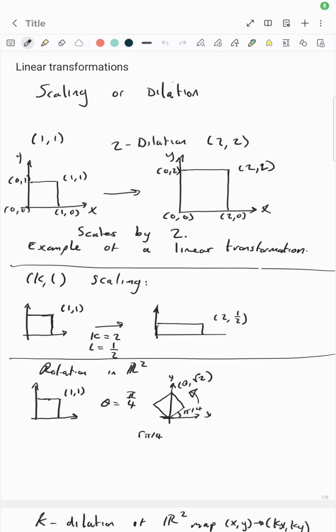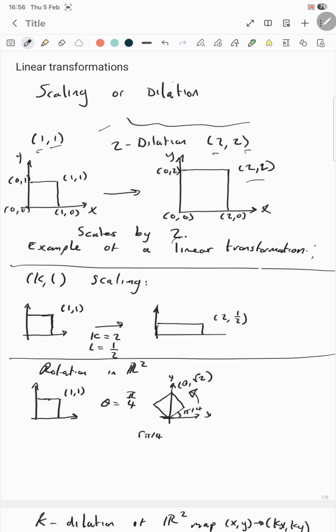This is linear transformations. This is scaling and dilation. Now this represents a 2 dilation because it goes from 1 to 2. So we're effectively making the area of this square larger by a scale of 2. Now this is an example of a linear transformation, and there are many more.